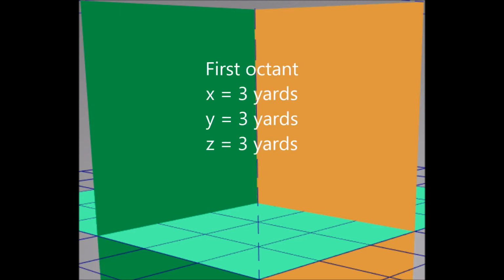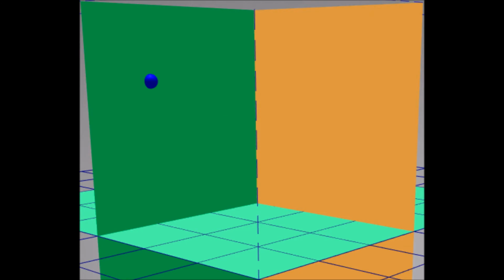The stink can be defined as the function z equals sine of x plus 2 plus sine of y minus 1. The region of the stink is the area in the first octant bounded by x equals 3 yards, y equals 3 yards, and z equals 3 yards, the dimensions of the classroom. The classroom door is represented as the blue point.